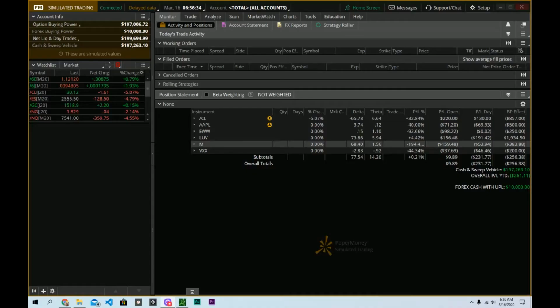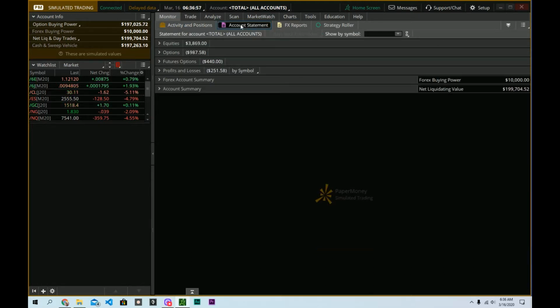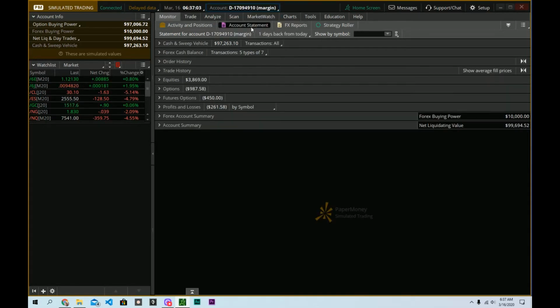And here you can see our monitor page is up. Yesterday I released a video on the account statement tab, and we're going to be using that today. So it's a good thing we did that, right? So what have we done since we last did our recap? To find out, we're going to click on this account statement tab, and we're going to change our accounts from total all accounts to the margin account in which we've been active.